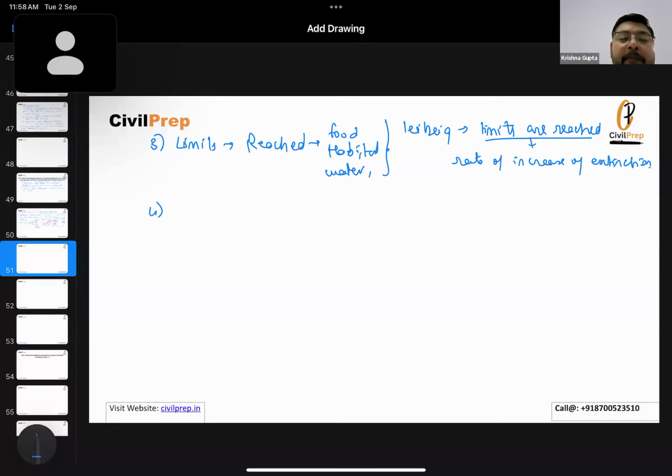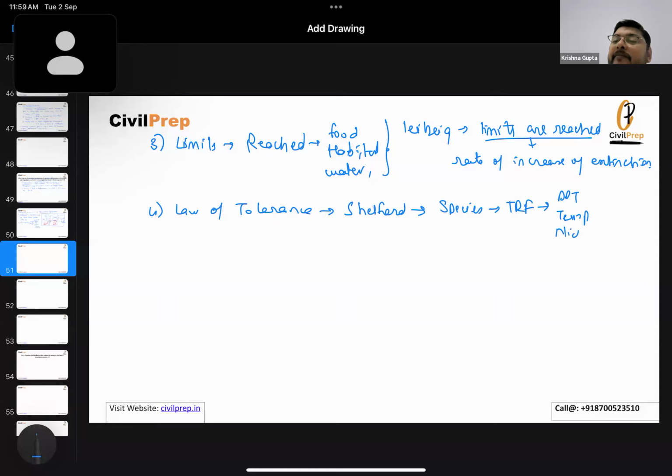Number 4, we can also apply the law of tolerance, which is provided by Shelford. So according to him, the species which are present in this tropical rainforest region have a particular precipitation, temperature, and their niche area. So when they are moving out of it, their tolerance is breached. So when their tolerance is breached, again their rate of extinction is increasing in this particular region.